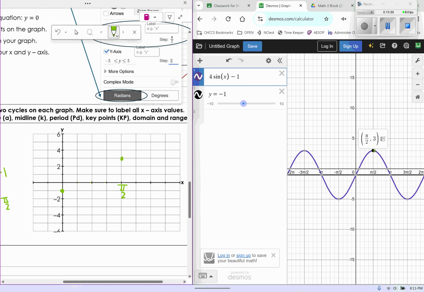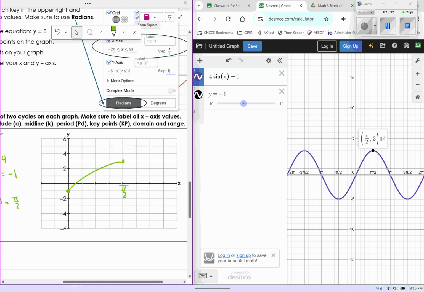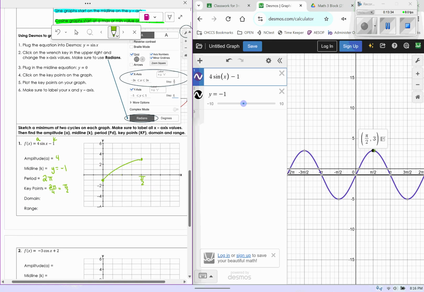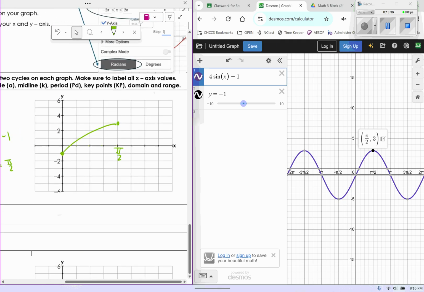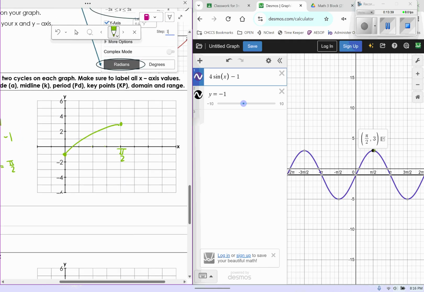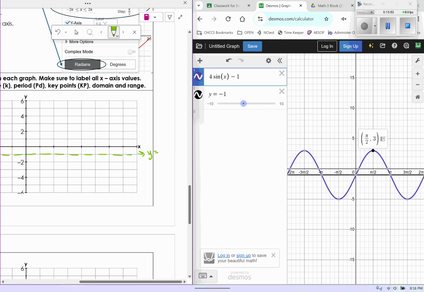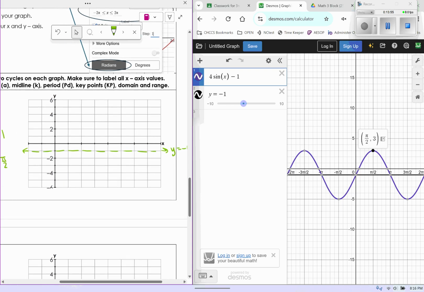I'm not going to graph my graph like this, because it wants us to graph a minimum of 2 cycles on each graph. So if I graph and leave all those points in between, I'm not going to be able to get 2 cycles on my graph. So instead, we're going to graph our midline first, which is here. That's the midline at y equals negative 1, which we already have as that black line on our graph. So then we're just going to follow this.